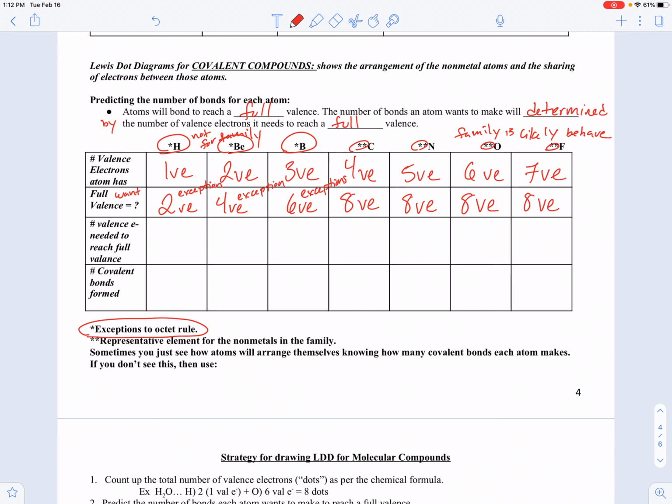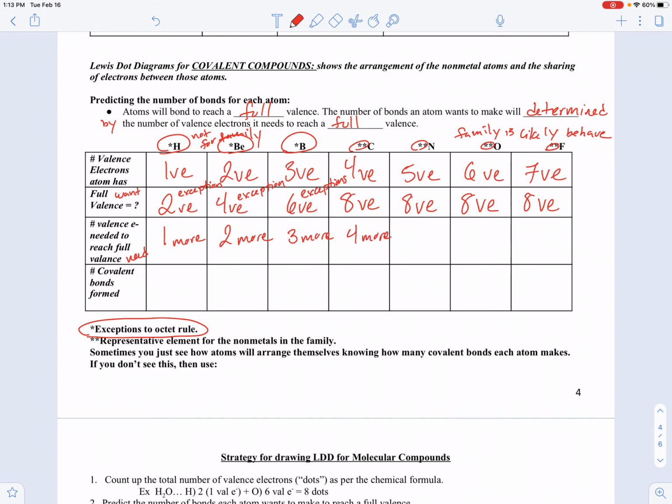All right, so the next one says then how many valence electrons do we need to reach what we consider a full shell? Since hydrogen has 1 and it wants to get to 2, it needs 1 more. Beryllium is at 2. It wants to get to 4. It needs 2 more. Boron is at 3. It wants to get to 6. It needs 3 more. Carbon is at 4. It wants to get to 8, so it needs 4 more.